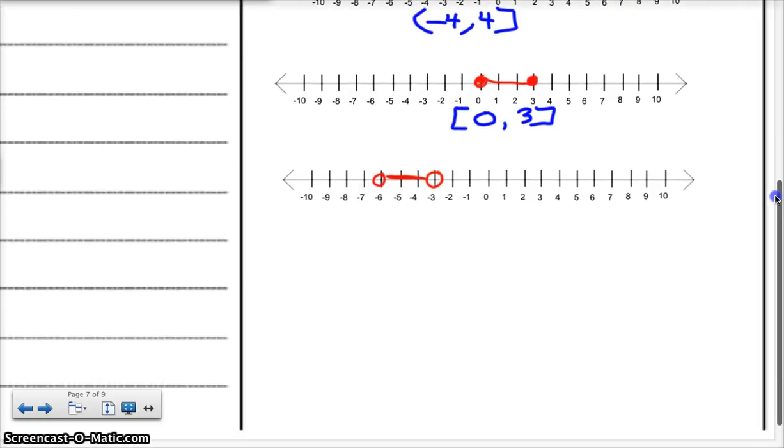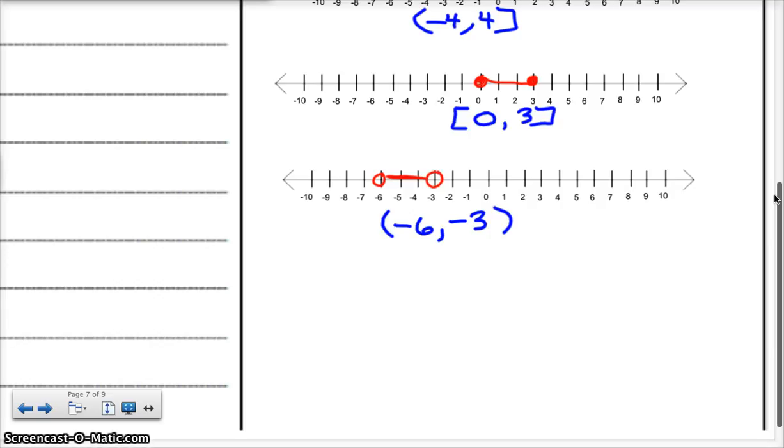The next one, again I write my numbers, -6, comma, -3. I don't include either of them, so it is parentheses.